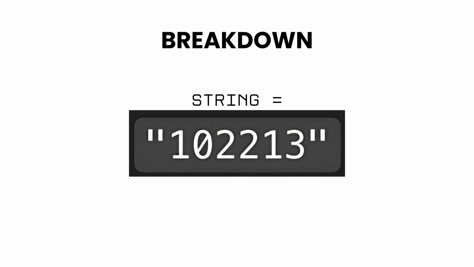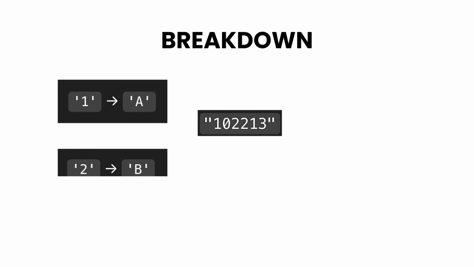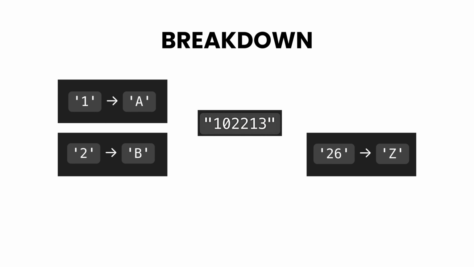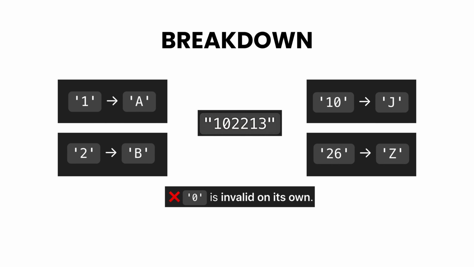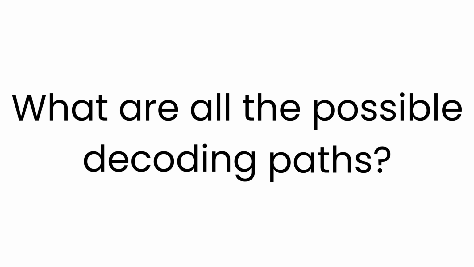Here's the breakdown. You're given a string of digits, like 102,213, and each digit or pair of digits can map to a letter, 1 to A, 2 to B, 26 to Z. Your job? Count how many ways you can decode the string, following those rules. A 0 on its own is invalid, but 10 is valid since it maps to J. What are all the possible decoding paths?